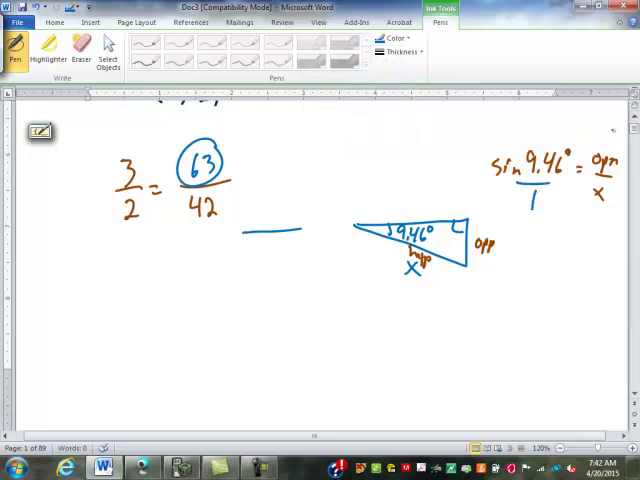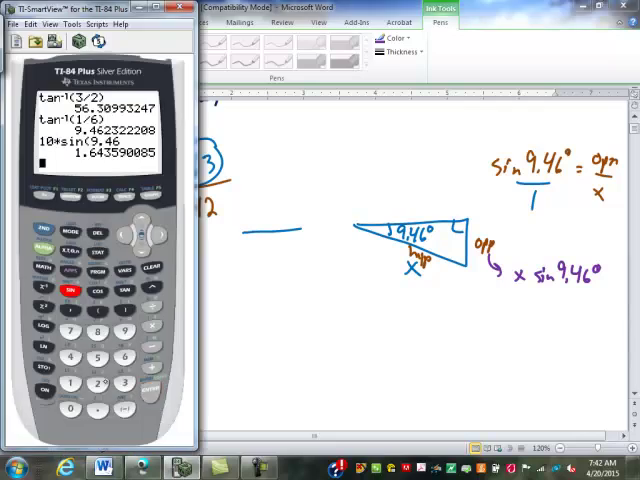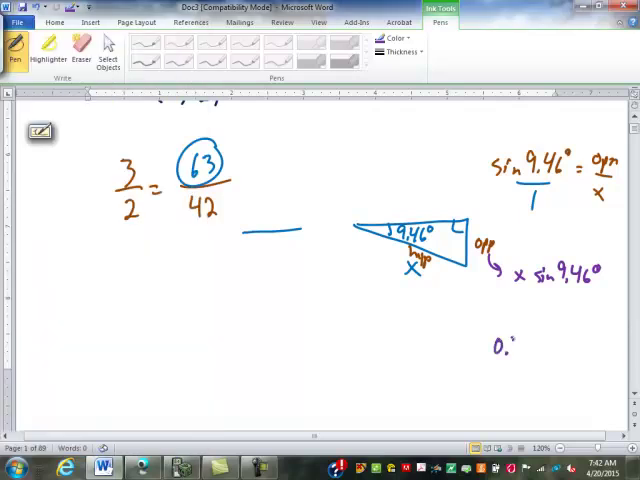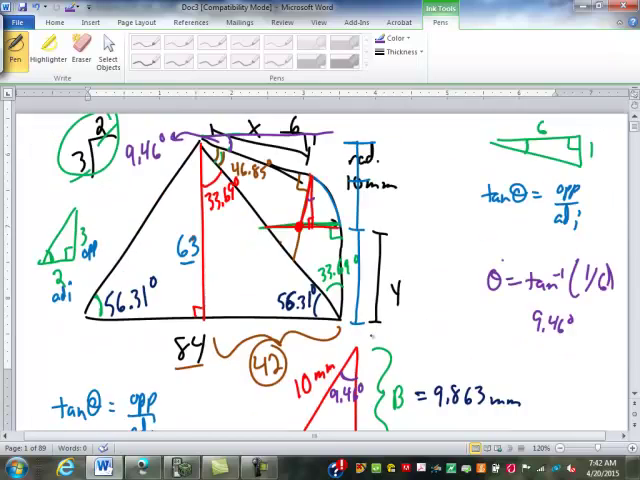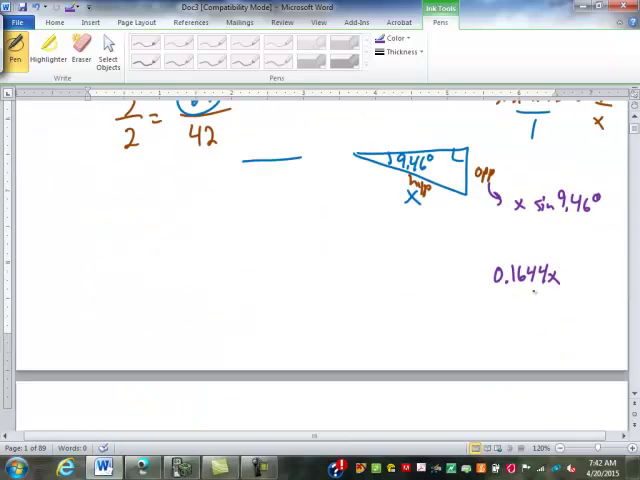Sine of 9.46 degrees equals that opposite side over x. Make it a proportion and we cross multiply and divide. That height is simply going to be x times the sine of 9.46 degrees. Sine of 9.46 is just a decimal, 0.1644 x. So that height of 63 millimeters here is y plus 9.863 plus 0.1644x.